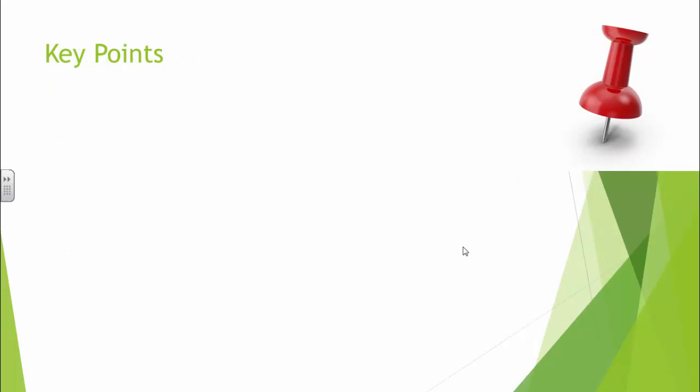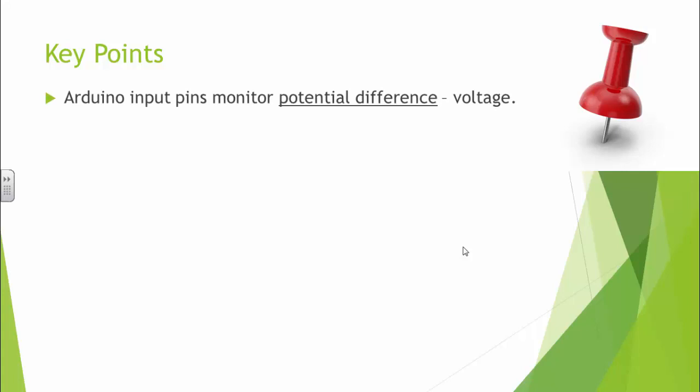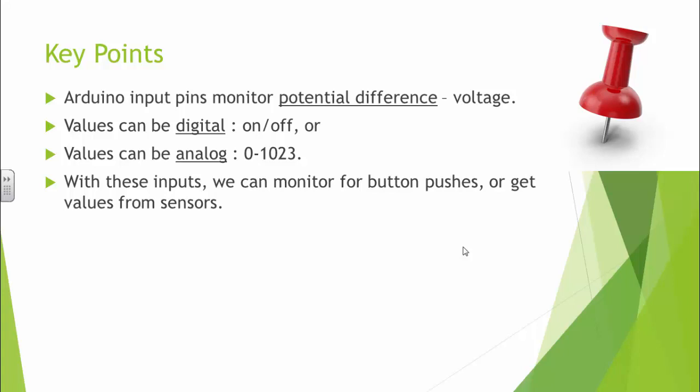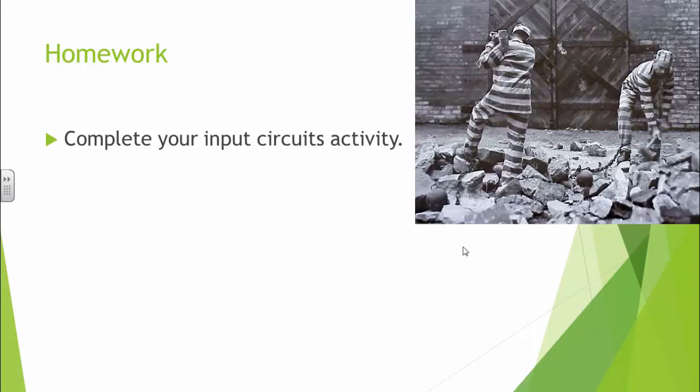All right, so lots of fun things to unpack today. Our Arduino input pins monitor potential difference. They monitor voltage. The values we get out of them can be digital and on-off, or they can be analog, a range from 0 to 1023. We can use these inputs to look for things like button pushes or get values from things like sensors. So for your homework today, go ahead and work through those example circuits, and start getting your sketches reacting to your environment.